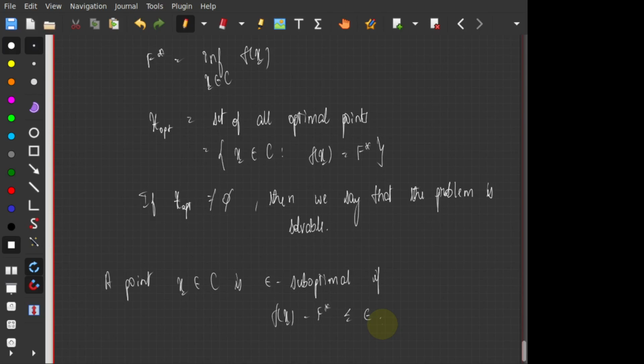Right? So remember that f of x is always greater than or equal to f star because f star is the minimum value. If it is epsilon close to the minimum value, then we'll call it epsilon suboptimal. And many numerical algorithms that you will use for solving convex optimization problems are only guaranteed to give you some epsilon suboptimal point. Should that be f of x optimal? So it's f star, right?